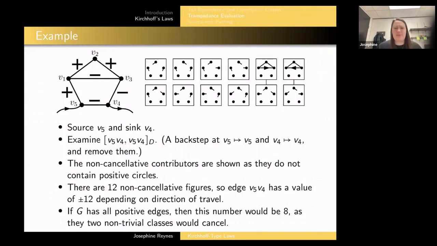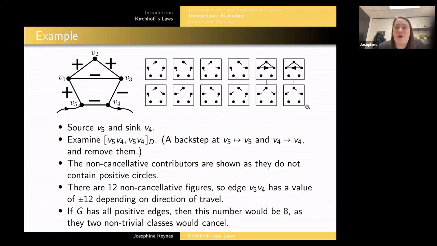So I'm going to show an example to show what this is actually doing. We're going to use this graph here. I've marked all the adjacencies as positive or negative. And I'm going to have source V5 and sink V4, and we're going to look at this transpedance value V5, V4. So that means we're going to have a back step at V5, send V5 to V5, and V4 to V4, and then we're going to remove them.